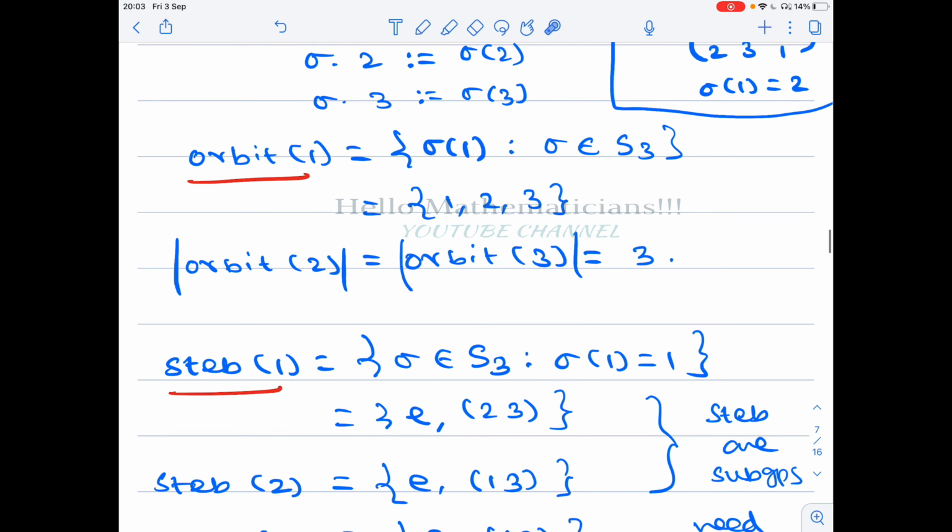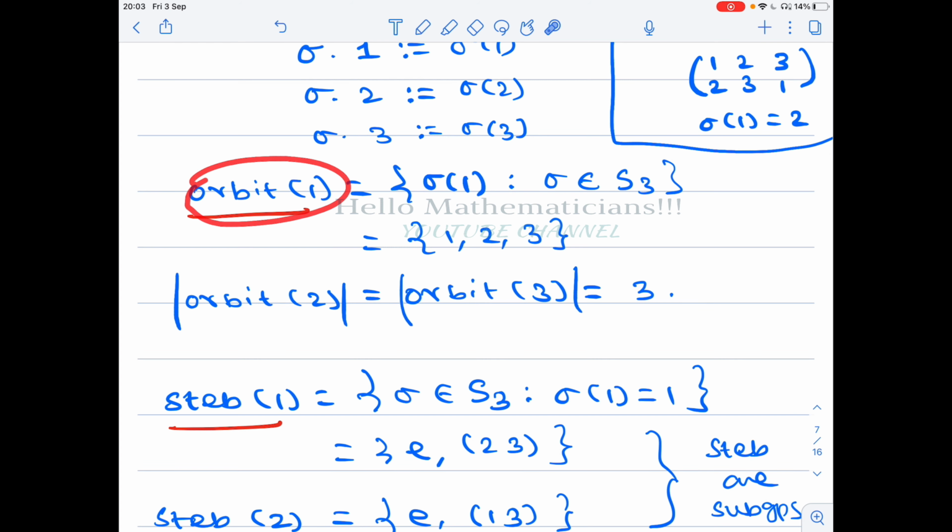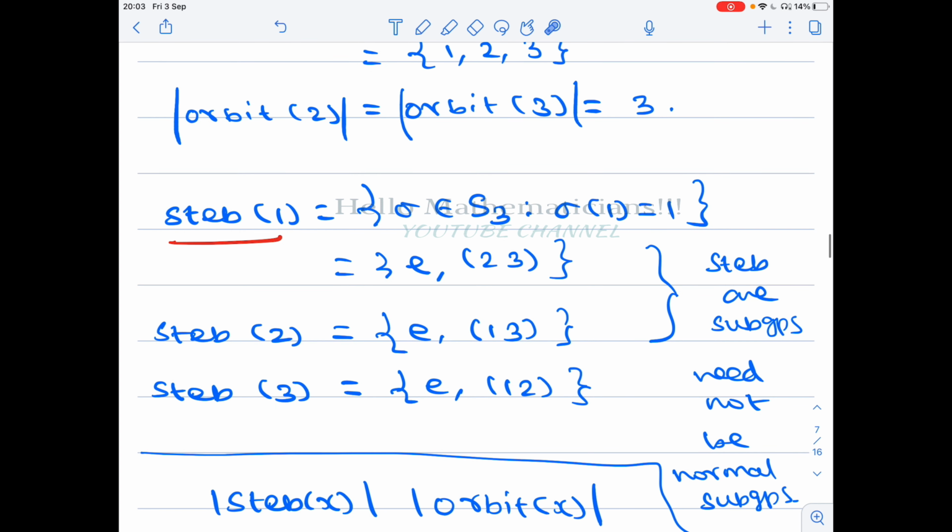So now we'll calculate the stabilizer of this element 1. By definition, the stabilizer is the set of all sigma belonging to S3 such that sigma dot 1 should be equal to 1. The sigma should not change 1. So that is the definition of stabilizer.